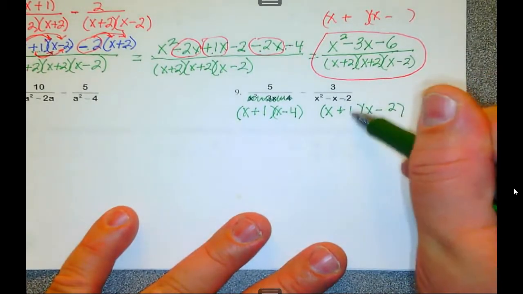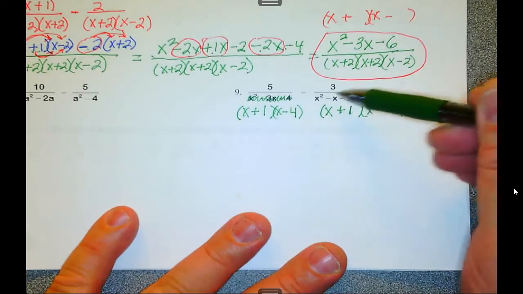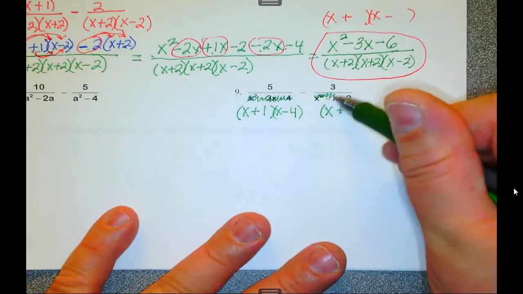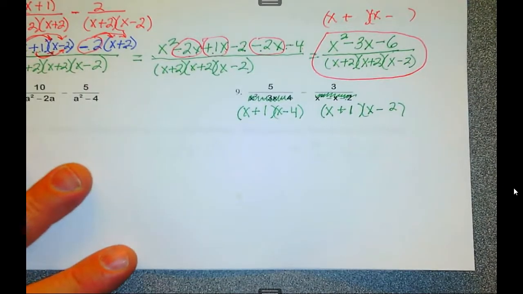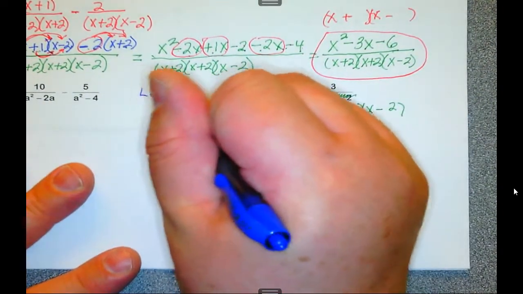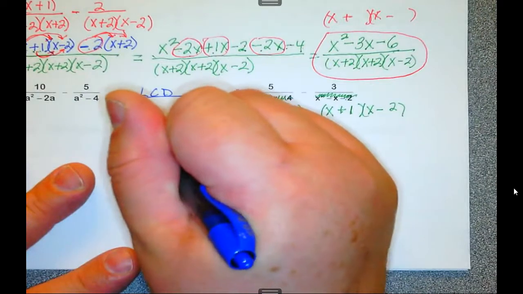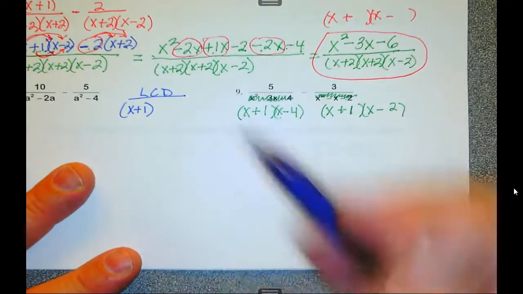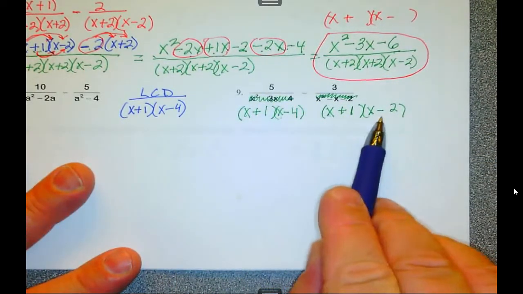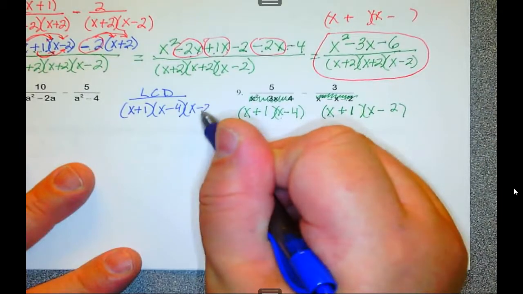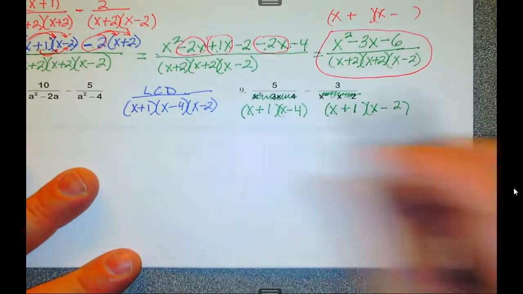2 times 1. Let's see, that'll give me a negative 2x, and a positive 1x gives me a negative 1x. So this is my new denominator. My lowest common denominator then is, let's see, I need an x plus 1, an x minus 4, and an x minus 2. Okay. So that's my new denominator.